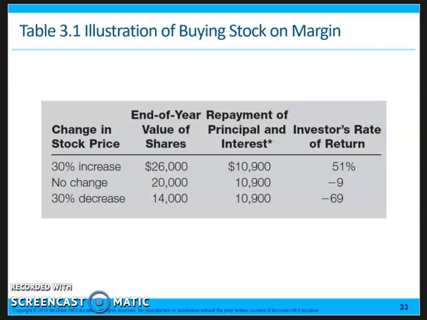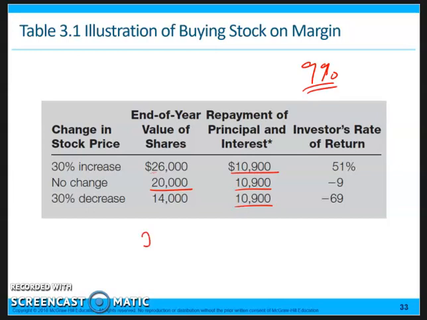A couple of things to note: the initial position was worth $20,000. You borrowed $10,000. I don't know why they don't tell you this, but the $10,000 is borrowed at 9%, and this is a 1 year example. So if the stock price goes up 30%, that would be an increase to a value of $26,000. At the end of the year, no matter what, you're going to be paying back the $10,000 plus 9% interest. So that return is 51%.